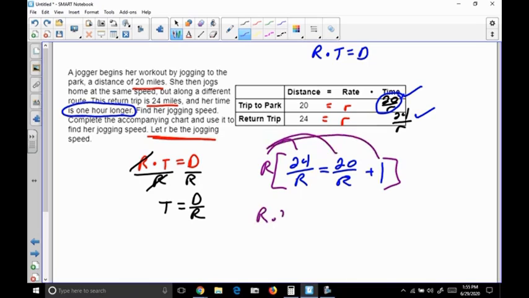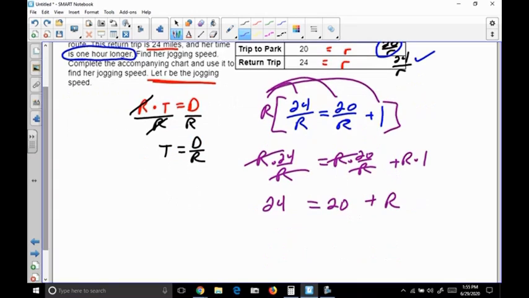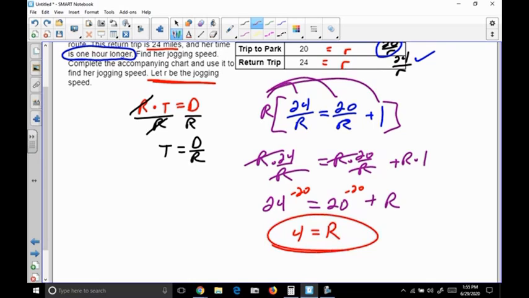When we multiply the left side by r, the r's cancel, giving us 24. When we multiply the first term on the other side by r, the r's cancel, giving us 20. And when we multiply the last term by r, we get r. Our equation doesn't have any fractions. Subtract 20 from both sides. And we've got r by itself. Find our jogging speed. So our jogging speed is 4 or 4 miles per hour.